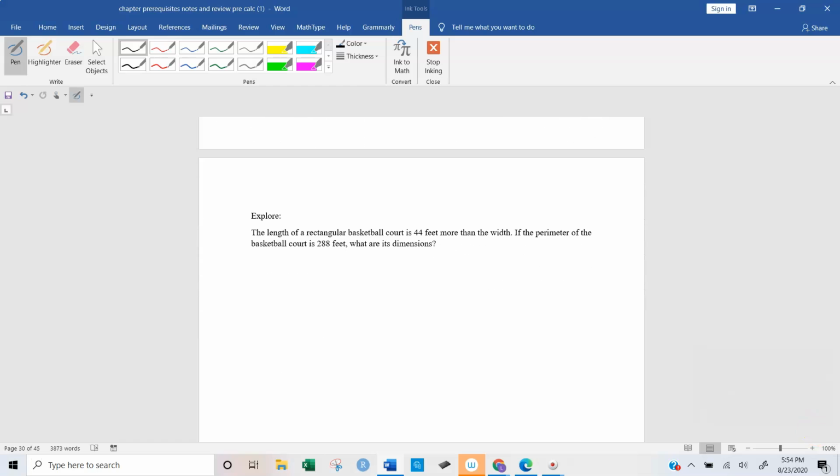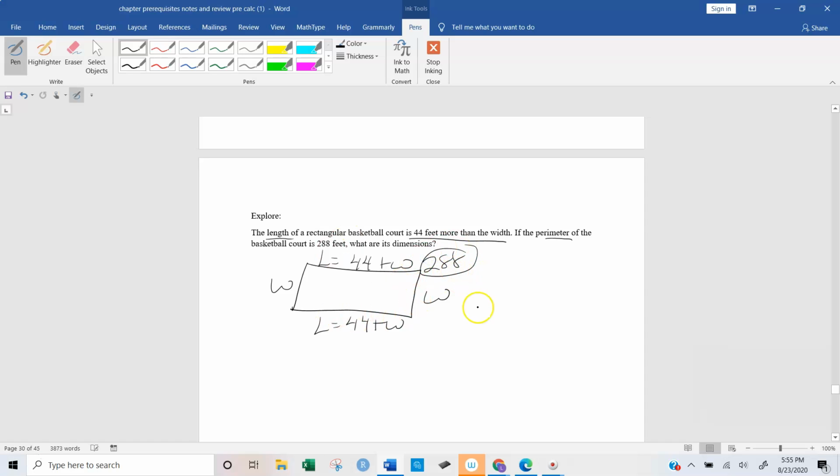All right, length of a rectangular basketball court. If you draw a picture, that is the same as a know, don't know chart. So when I go here, okay, the length is 44 feet more than the width. So I know I'm off the width. So that means the length is equal to 44 plus the width. All right, we can do that. Okay, what else did they give us? The perimeter, so that's the distance around, the whole perimeter is 288. So if I add all these up, that has to equal 288.